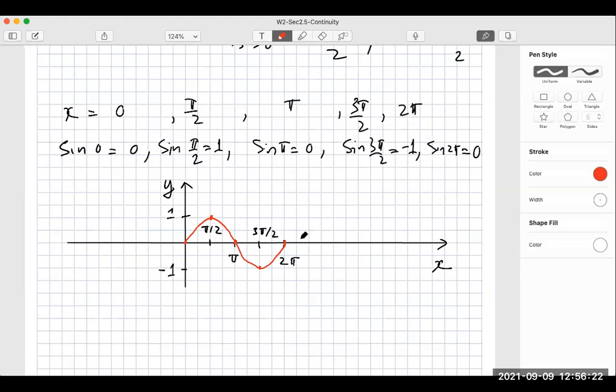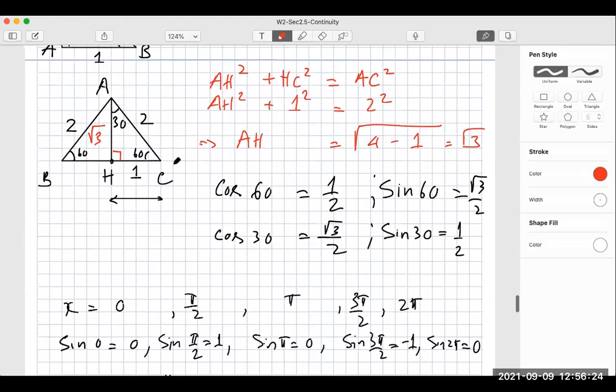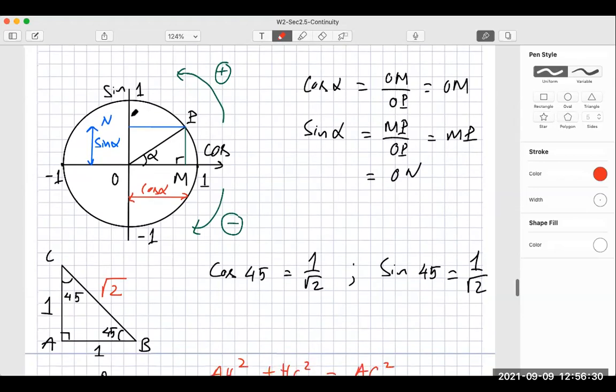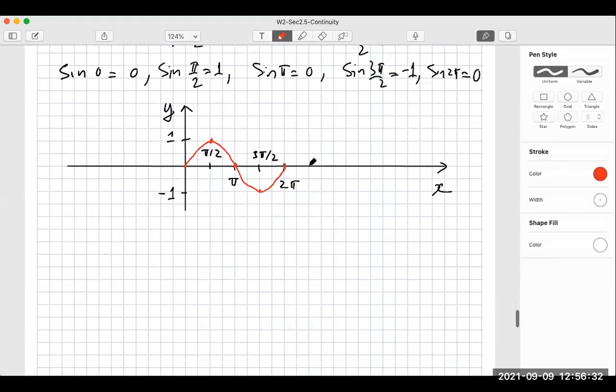If you continue going to the angle 2 pi plus pi over 2, it goes back to 1 here, right? Just repeat the process. So if we go this way, it will go up here, or you can plot some other points here. It just continues this way. Okay, this is the graph of the sine function.